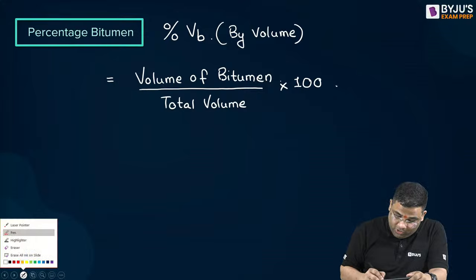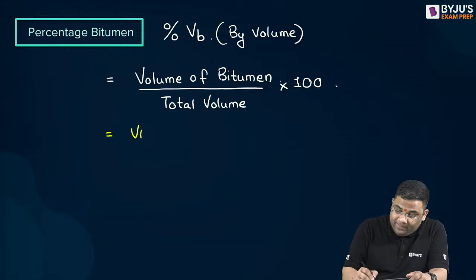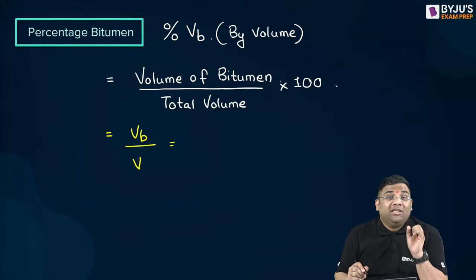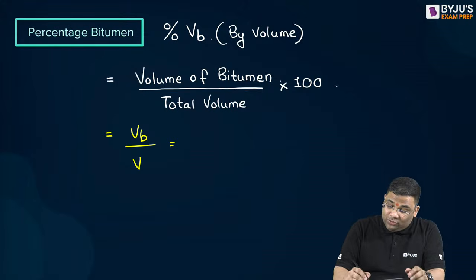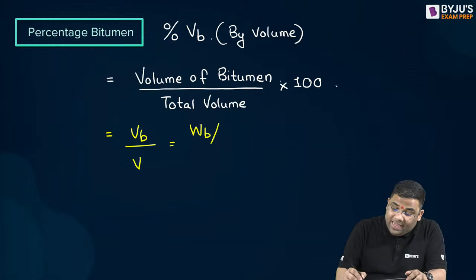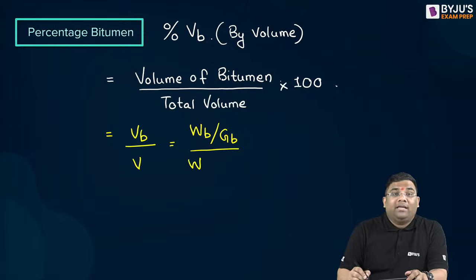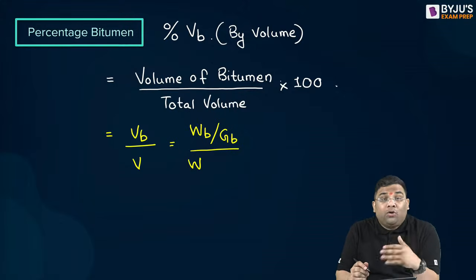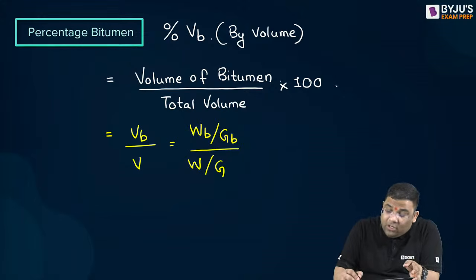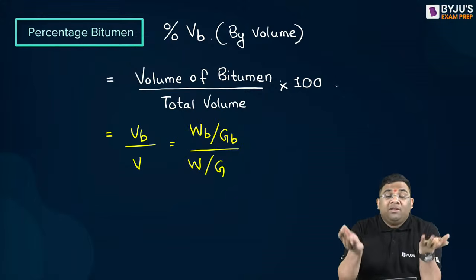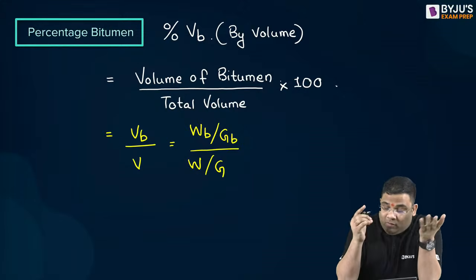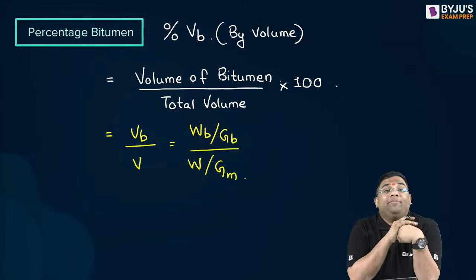Right? So what is the volume of bitumen? I can write this as VB by total volume. Now see, volume can be written as weight by specific gravity. So here I can write weight of bitumen by specific gravity of bitumen divided by the total weight by G of the total one. G of total means G of the mix. And total mix specific gravity is GM, right? It is GM.